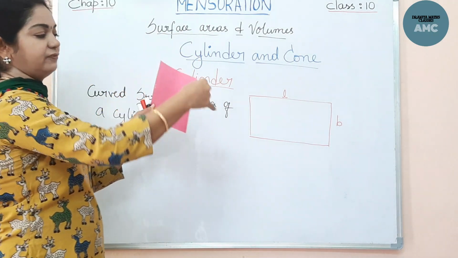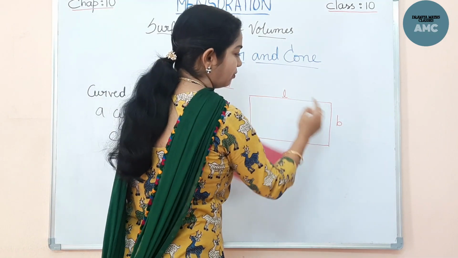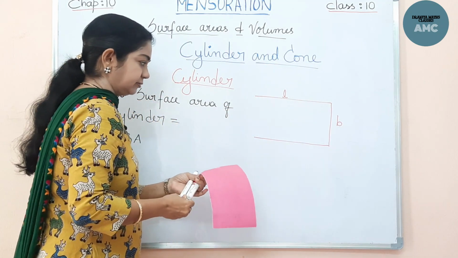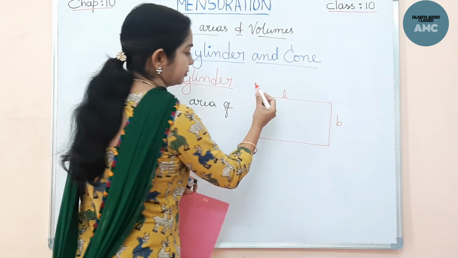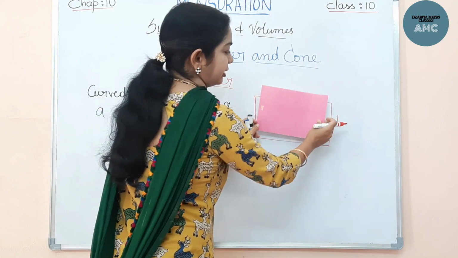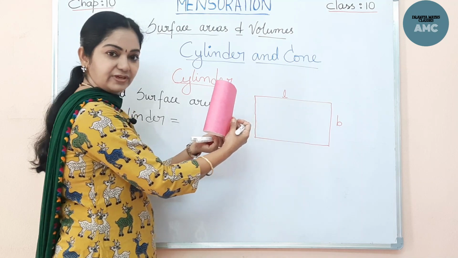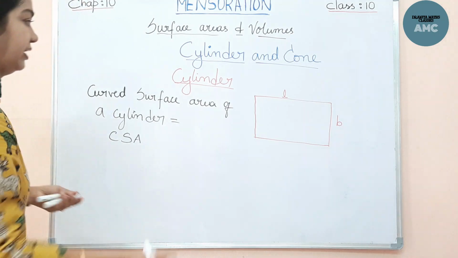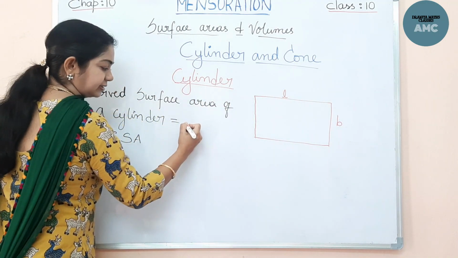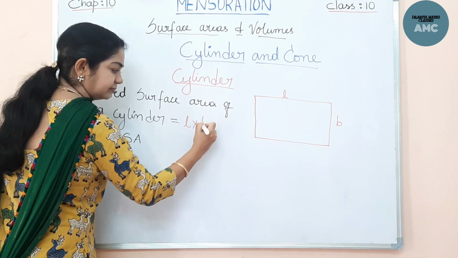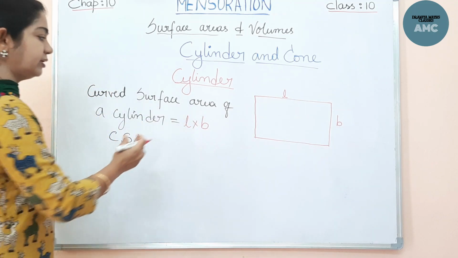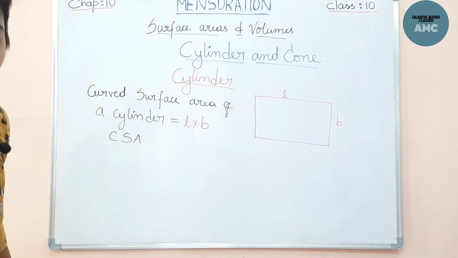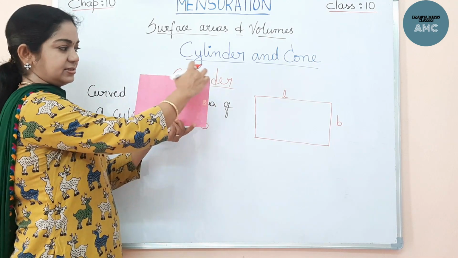That means if I open it up, I actually want the area of the rectangle, right? So I want the area of this rectangle. This rectangle itself, if you see clearly, is the curved surface area. Now the curved surface area here is the rectangle area. So L into B here, right? Now what are these L and B? I'll show you here. This is the B part, this is the L part, right?